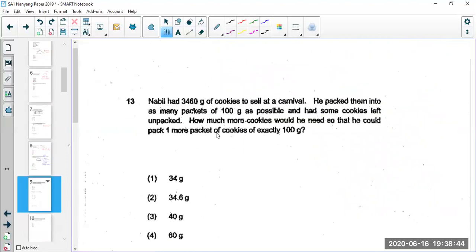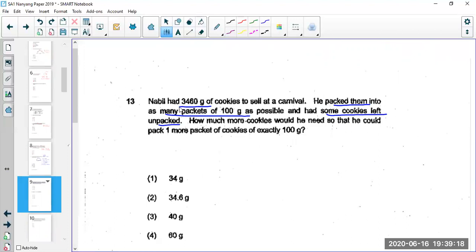Okay, this one looks a bit wordy, looks a bit hard. But how to solve it? You read slowly, break down the problem, right? How to break down the problem? By highlighting. You highlight to break down the problems. So Nabil had 3460 grams of cookies, and he packed them into as many packets of 100 grams as possible. And then he had some cookies left unpacked. Okay, so without reading the rest of the question, then what can you find?